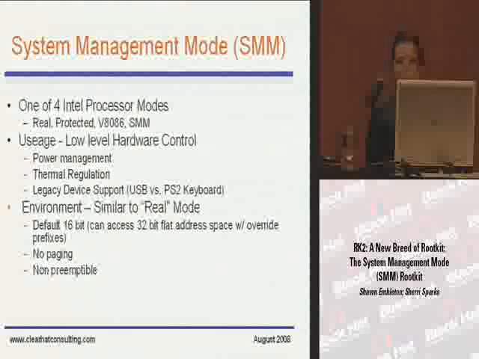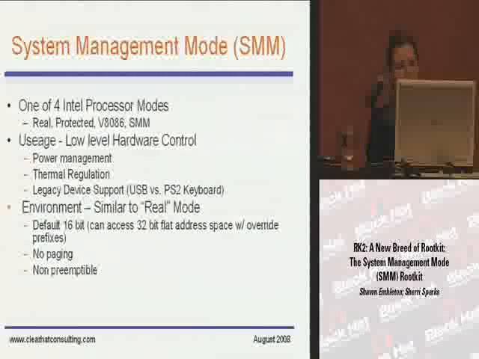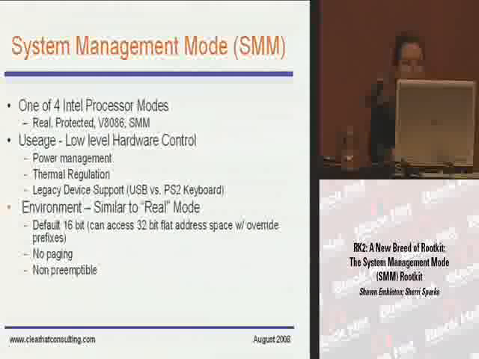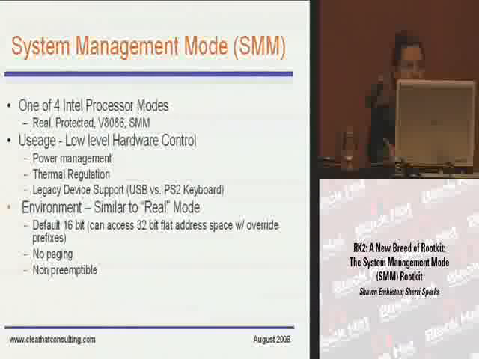Protected mode is the mode that your Windows operating system runs in. Protected mode has memory protection and also support for paging, as well as support for accessing 32-bit or 64-bit addresses. Virtual 8086 mode is kind of an obscure mode that was used at one point for trying to provide an environment for executing legacy real mode code in a protected mode environment.